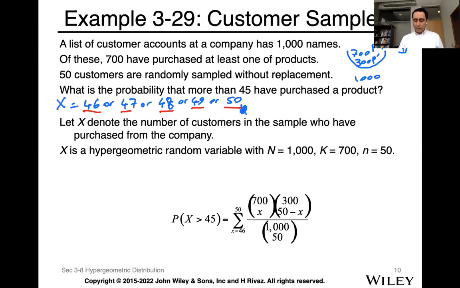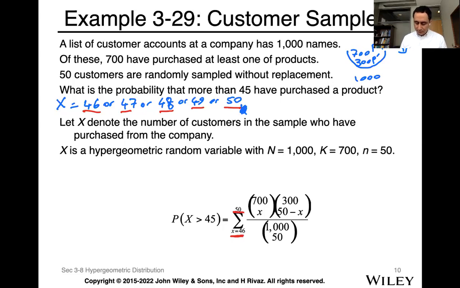So basically, we have to use the hypergeometric distribution. The rest is super easy once we identify the distribution, right? So we plug into the distribution, and as you can see here, X starts from 46 and ends in 50.